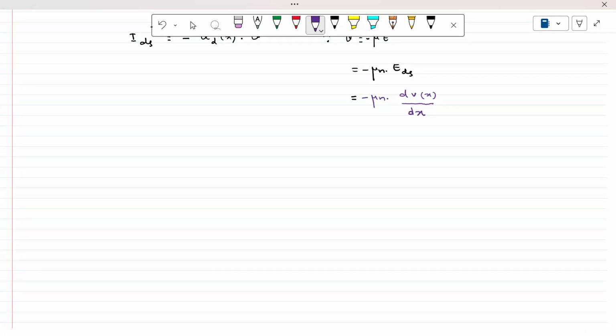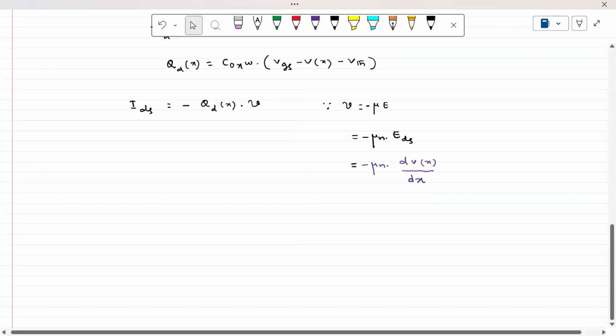So what is VDS here? The potential difference between the drain and source. At a point X that we are talking about, what is the potential we are applying? V of X. Now, this is what we are talking about.